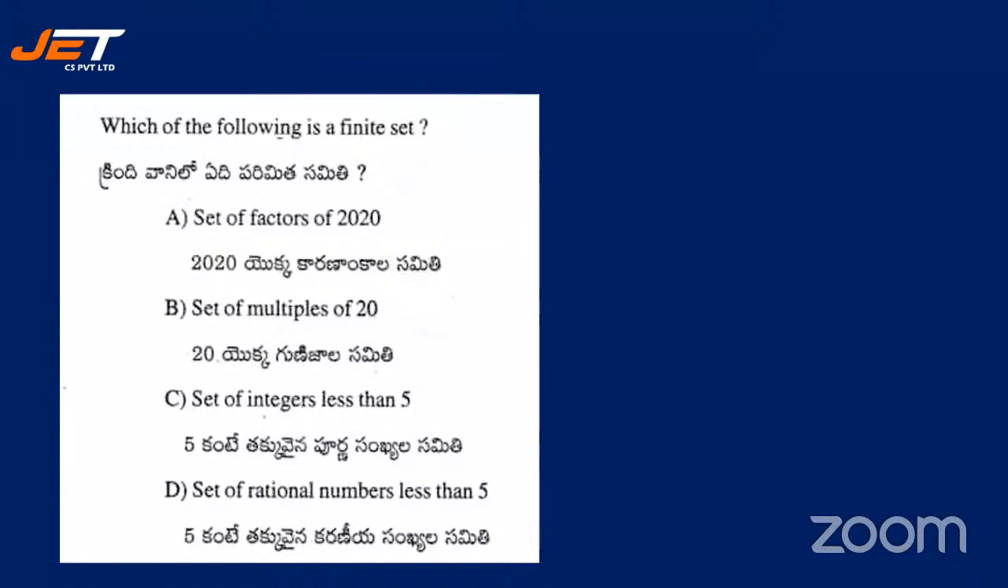Which of the following is a finite set? Option A, set of factors of 2020. Option B, set of multiples of 20. Option C, set of integers less than 5. And option D, set of rational numbers less than 5. Your chat box is open. Give your answers in the chat box, whether the option is A, B, C or D.